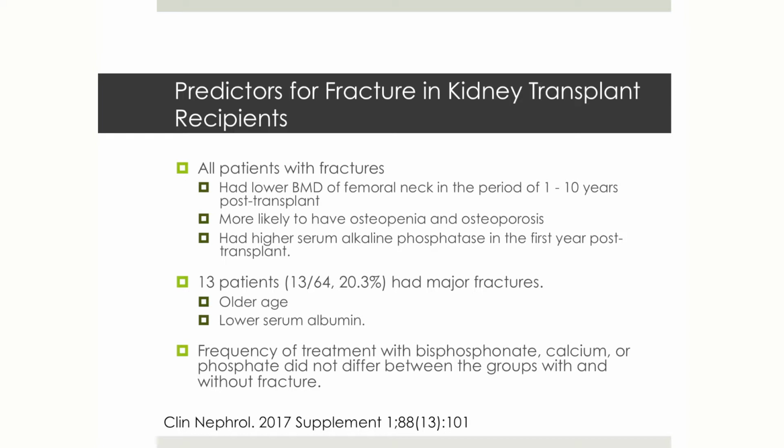Now, all the patients with fractures had a lower bone mineral density of the femoral neck in the period of 1 to 10 years post-transplant, and they were more likely to have osteopenia and osteoporosis, which is not particularly surprising. They also had a higher serum alkaline phosphatase in the first year. They were older, and they had a lower serum albumin. The frequency of treatment with a bisphosphonate, calcium, or phosphate did not differ between the groups with or without fracture.